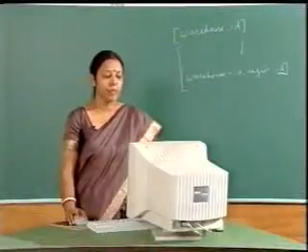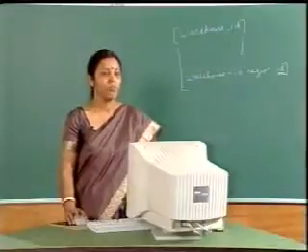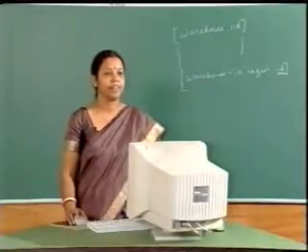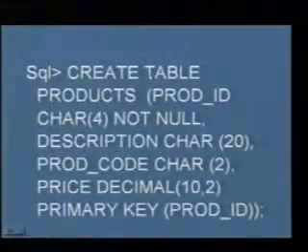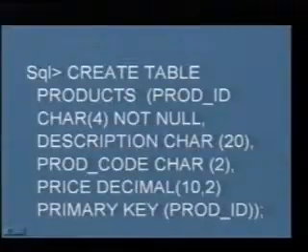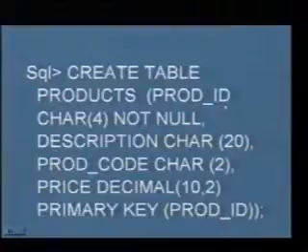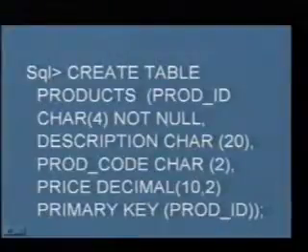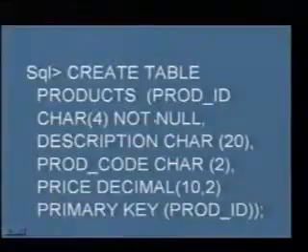In this example, we can see how to define the primary key in a create table command. Create table, this is the syntax of creating the table. Products is the table name or the relation name. Prod ID is the attribute name. Character is the data type. 4 is the data width. Not null means in this attribute you can't enter null values.